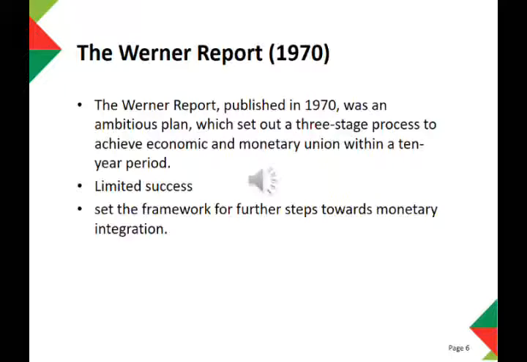There you go. And central banks could buy and sell European currencies provided that they remained within the fluctuation margin of 2.25%. So this was the mechanism set by the EEC to achieve some sort of currency stability or monetary stability within the EEC area.